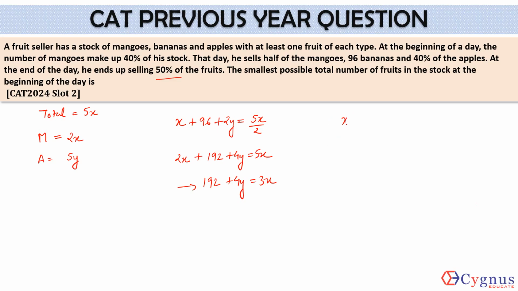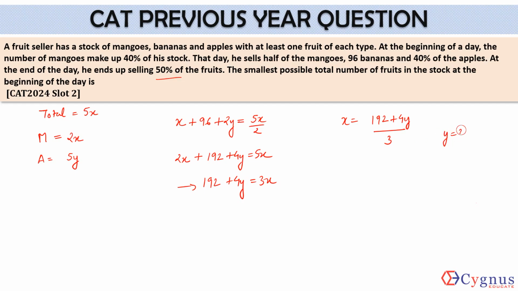Now, what's the value of x here? I'll say x is equal to 192 plus 4y divided by 3. The x has to be an integer. So, for what value of y, this fraction will become integer. Let's try to put the values here. When you put y equal to 1, this 192 plus 4 will give you 196. 196 is not divisible by 3, so leave it. When you put y equal to 2, 192 plus 8, that is 200, not divisible by 3, leave it.